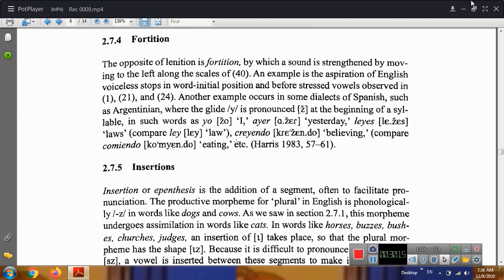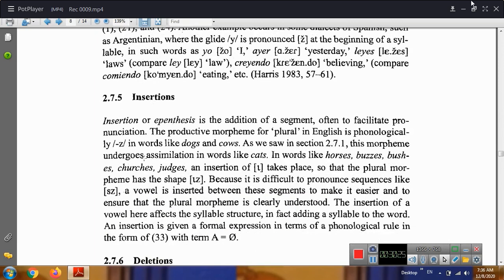Here, for example, the approximant turns to the alveolar. Y turns to J, which is fortition. Another process is insertion, which we also call epenthesis. In insertion or epenthesis, we add a segment to facilitate pronunciation.